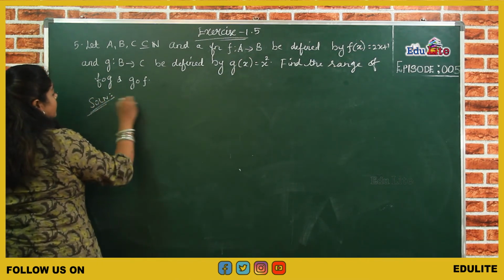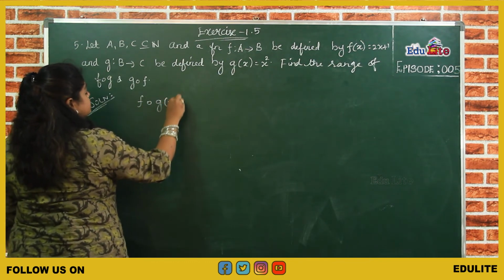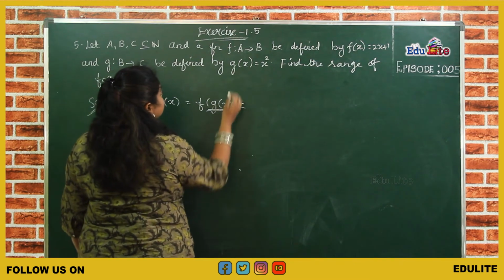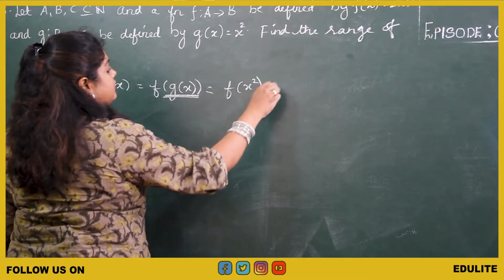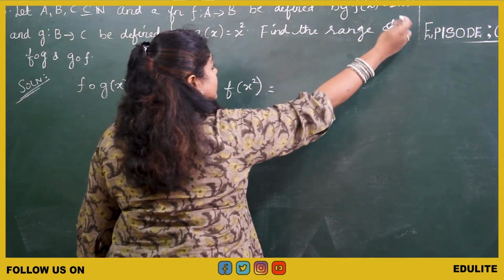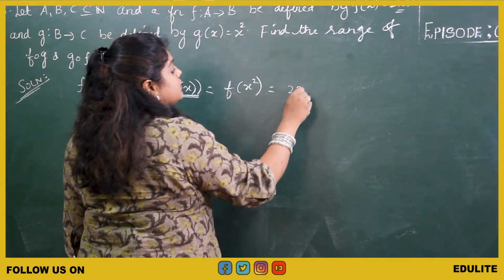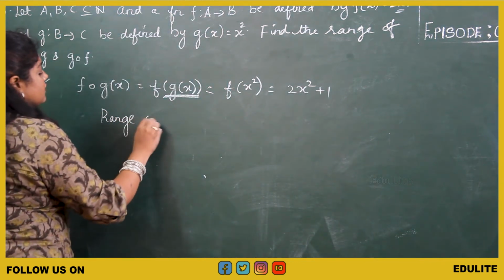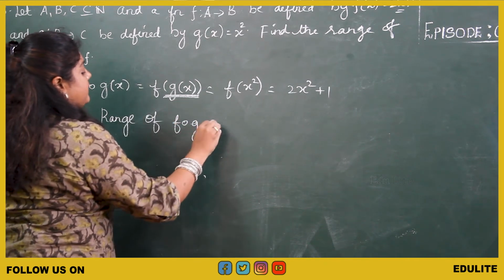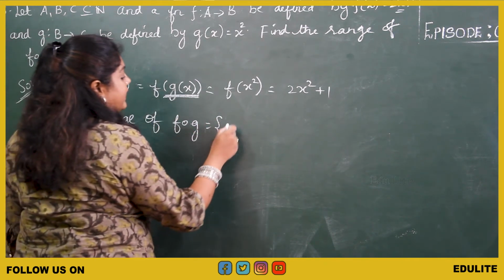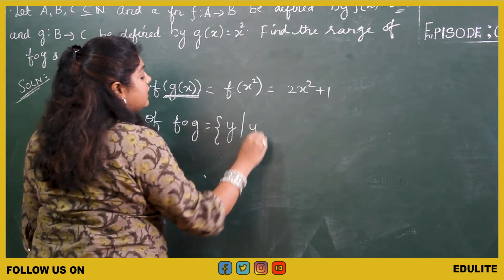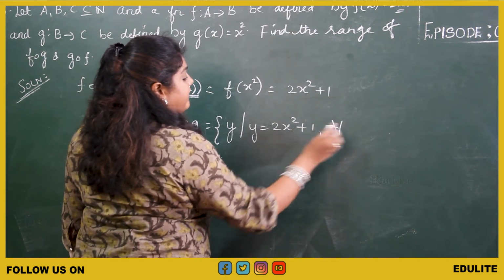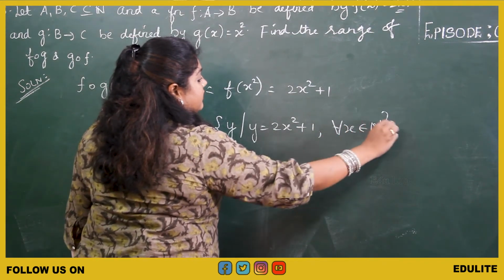First let us find f composite g of x, which equals f of g of x. The g of x value is given as x square. Next we have to use the function f, which is 2x plus 1. In place of x we have to substitute x square, so 2x square plus 1. Now the range of f composite g can be written as the set of y such that y equals 2x squared plus 1, for every x a natural number.